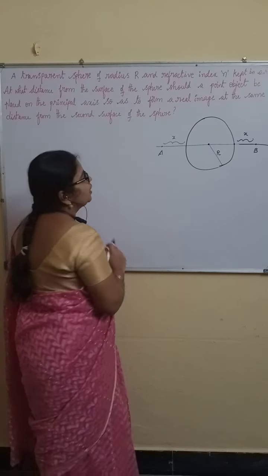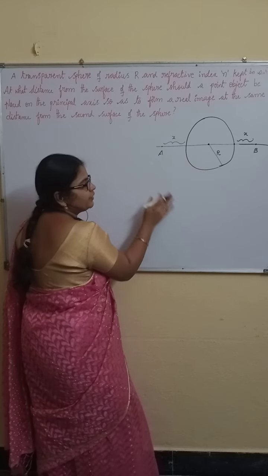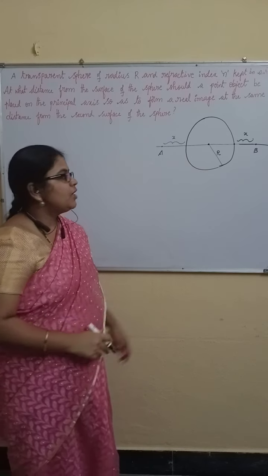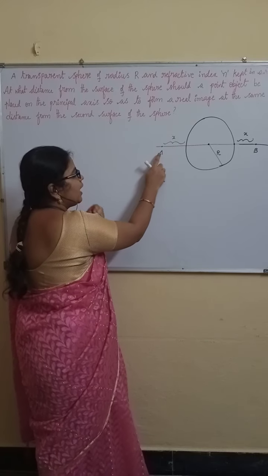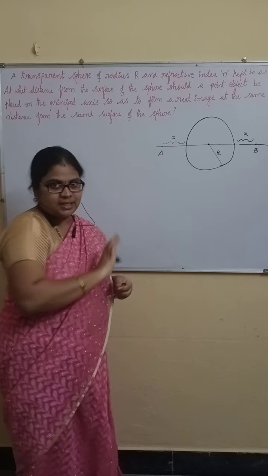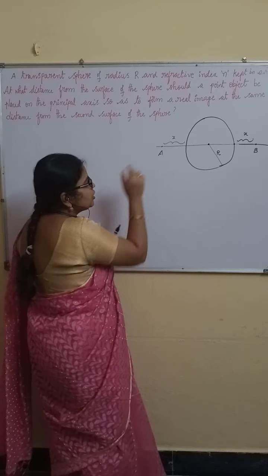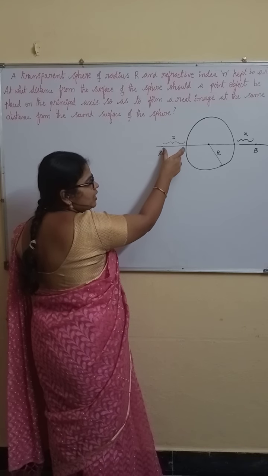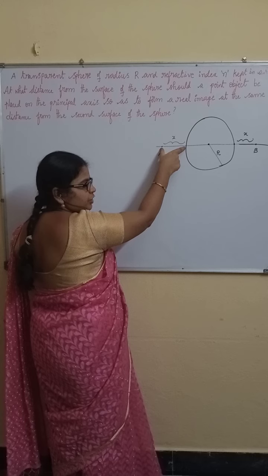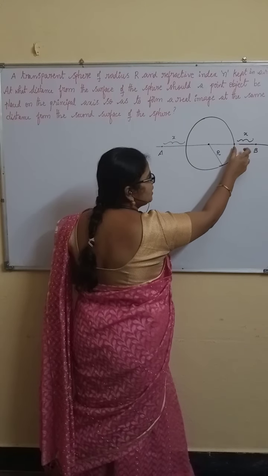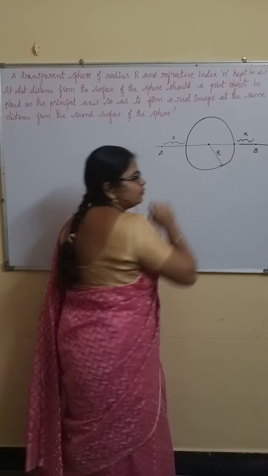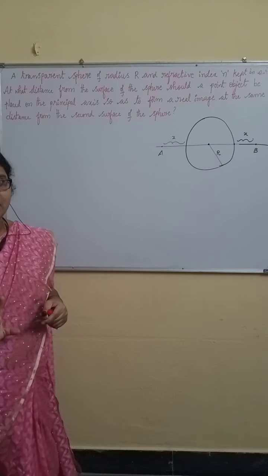One more time. This is a sphere whose refractive index is small n, radius of curvature is r. This is the principal axis and here a point object is there. How much is the distance between the first curved surface and the object? That should be equal to the distance between the second curved surface and the image.